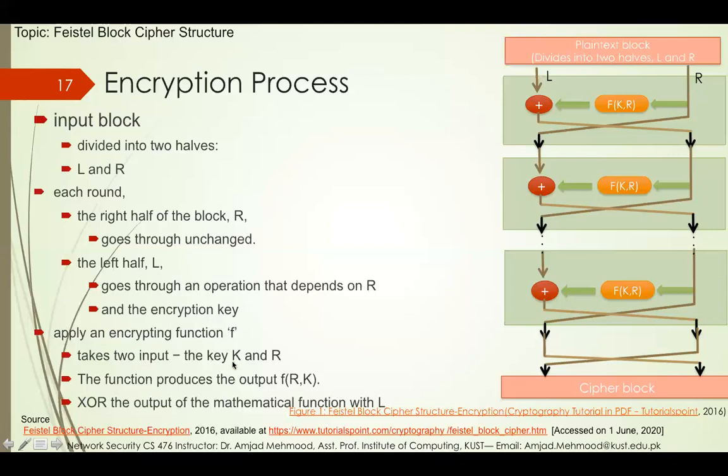So it takes two inputs, K and R. These are involved in the process of encryption. And then you will XOR the output of the mathematical function with L, the left side. So this will be XORed with the left half of this block cipher.